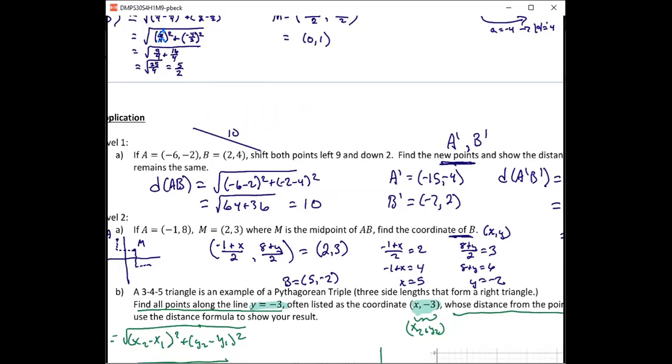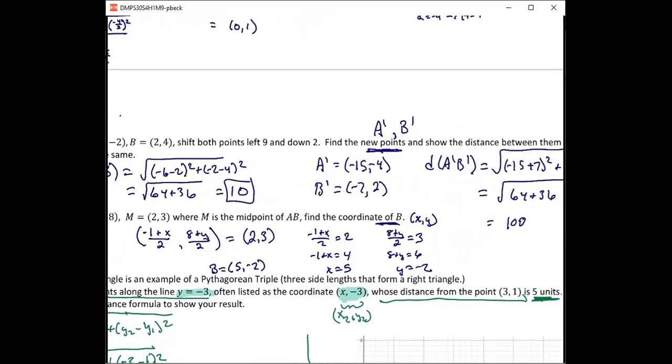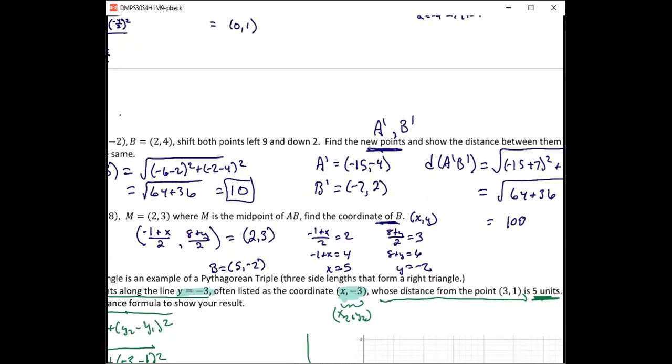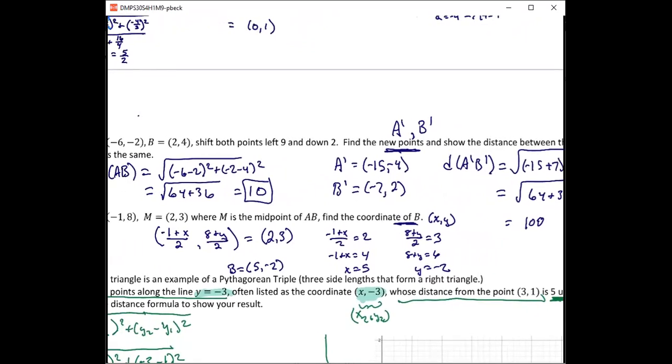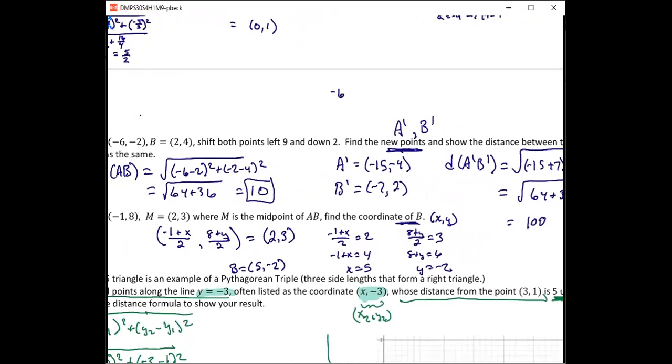And I'm not sure why I put the square root of 10. It's just 10. So we have these 2 points, and I showed that the distance between those 2 points was actually 10. The square root of 100 is 10. When I shifted the 2 points, I created what I called the new points A prime and B prime. Kind of like numerically, by shifting left 9, I'm going to take my -6 and go left 9 by subtracting.